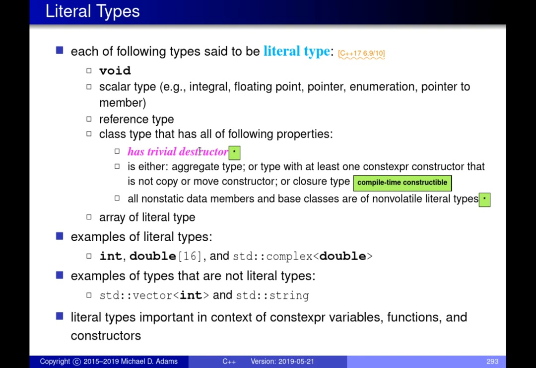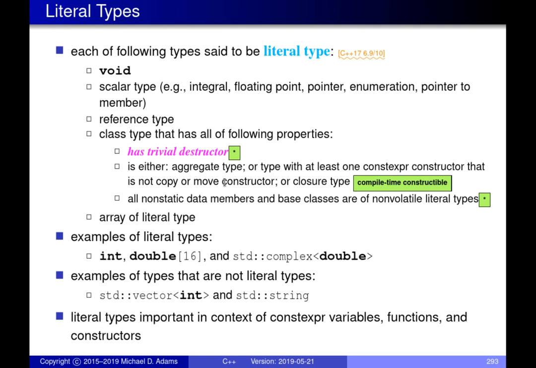So we need to have a trivial destructor, which is basically the destructor effectively saying it doesn't need to do anything and the compiler doesn't need to generate any code for it. The next bullet here: the type needs to have at least one constexpr constructor.